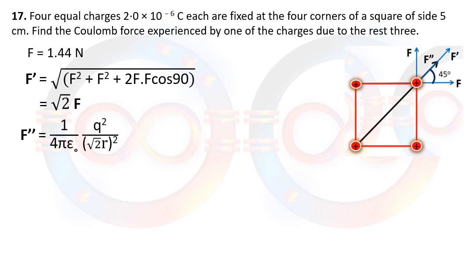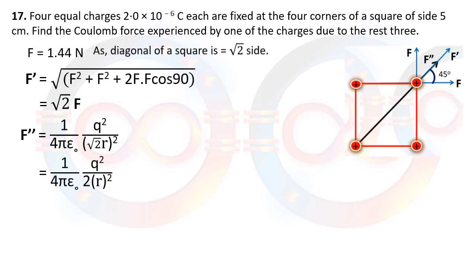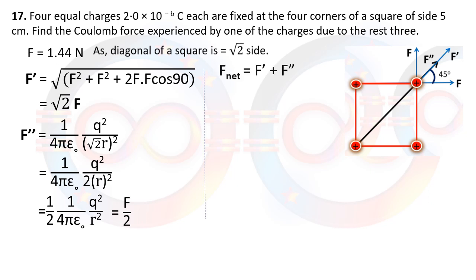And then F double dash is nothing but the force between two charges which are present at a distance of root 2 into side, that is root 2 into 5 centimeter. So root 2 into R we are going to have, and after calculation we will be able to get 1 by 2 into 1 by 4 pi epsilon naught q square upon r square, and this is nothing but F by 2, and the F value we are already having.